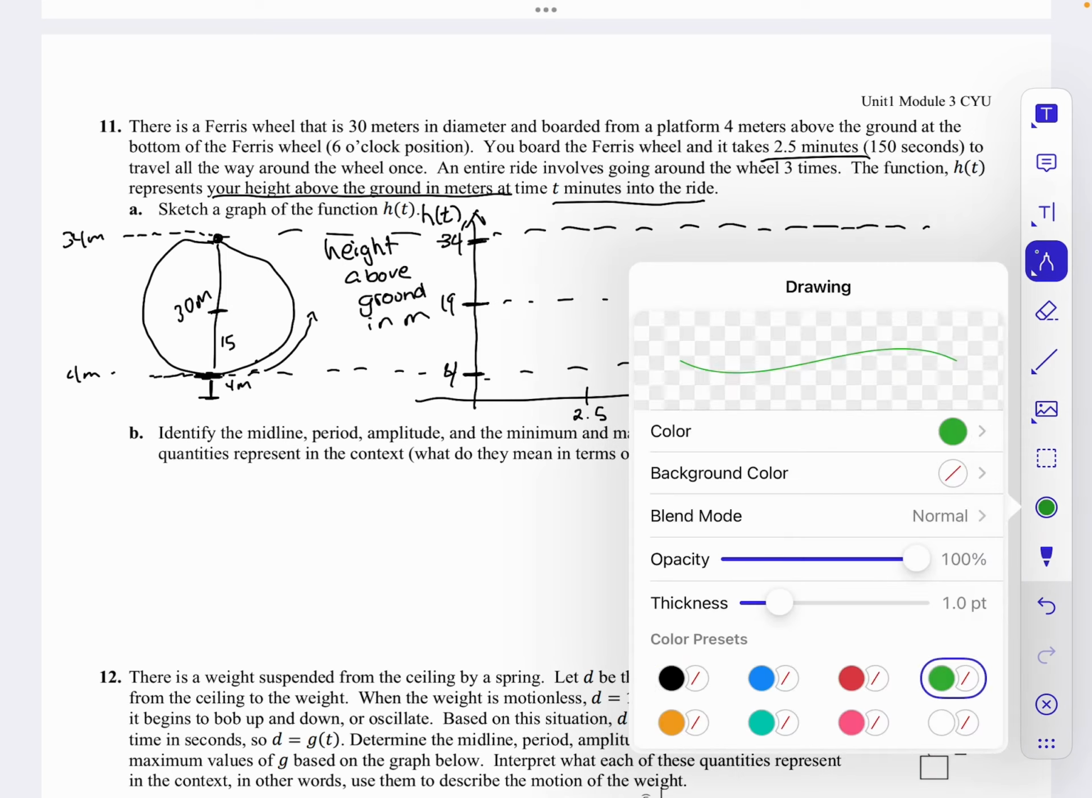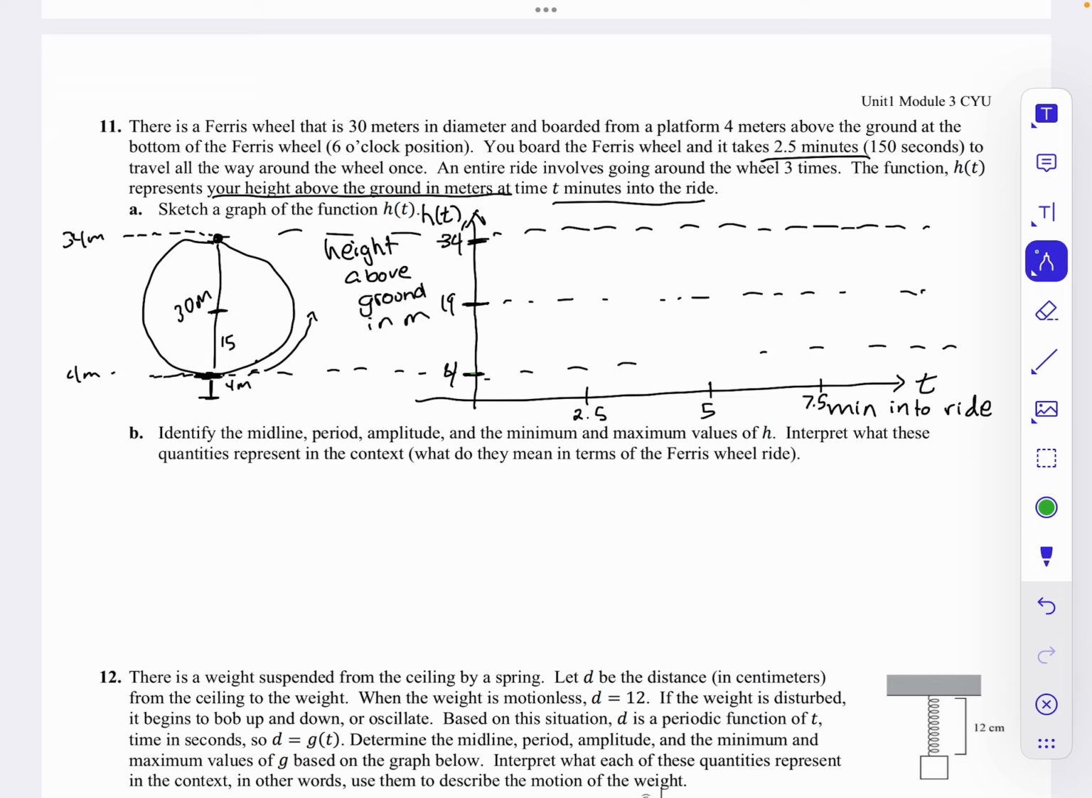Now, going through and creating this sketch, I know I boarded at the low point, and 2.5 minutes later, I would have made it one loop around, which means I'm back at the low point. Every period I should be back at the low point. Now, this being a circle, when I'm halfway around, I should be at my high point, which means halfway along between these two, I should hit the highest point on my graph. Halfway through the period, I will hit my high point, and then halfway between those, I'm going to hit the middle.